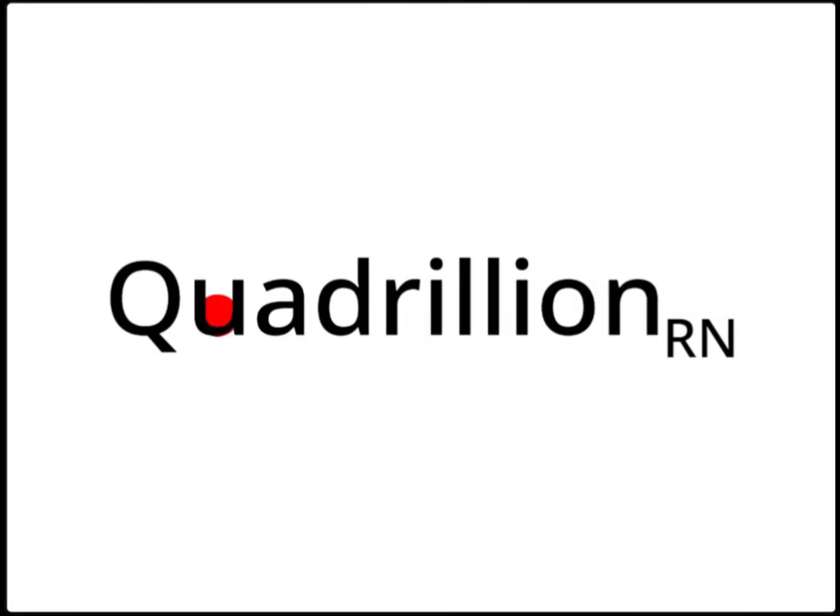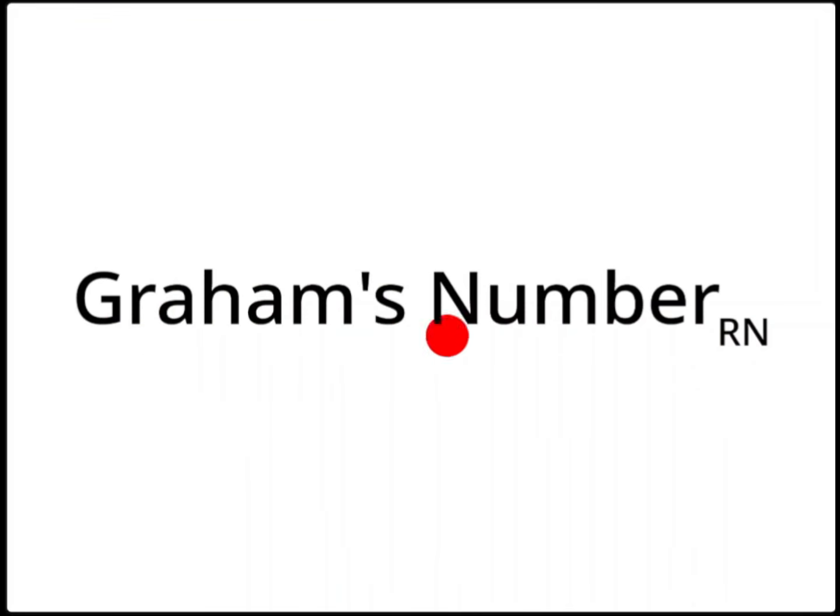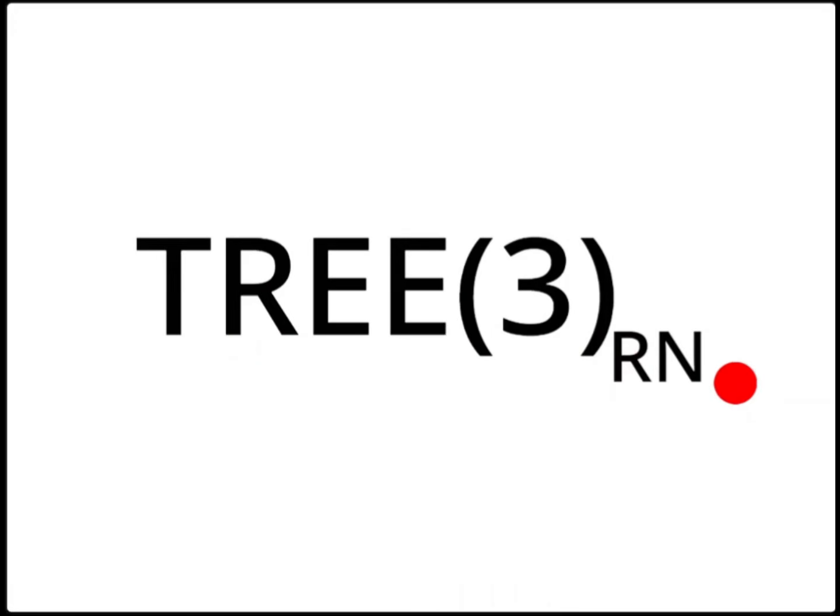We can put anything we want before the RN function. We can have a quadrillion RN. We can have Graham's number RN. We can have TREE(3) RN. You can have anything. But I've decided to use the, is it Greek? I think it's Greek. The period.